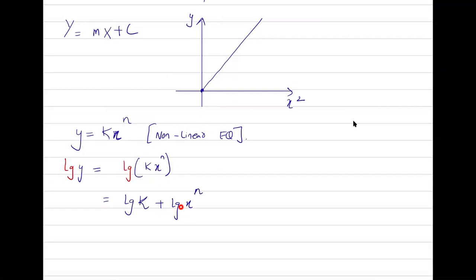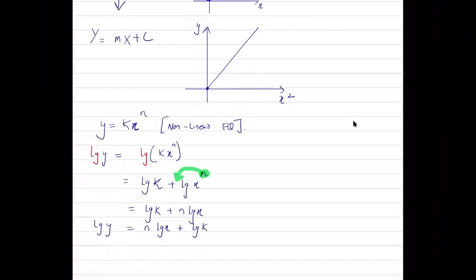Yes, sir. Now, what will happen to this power? It is going to be multiplied by lgx. And if I just rearrange this, n lgx plus lgk equals lgy. The only variables were y and x. k and n were constant values. So log of that constant value will also be a constant value.